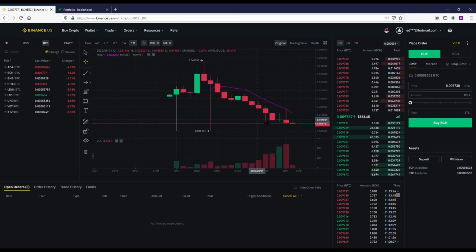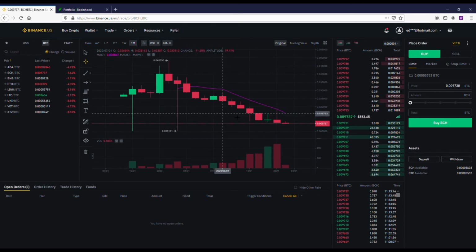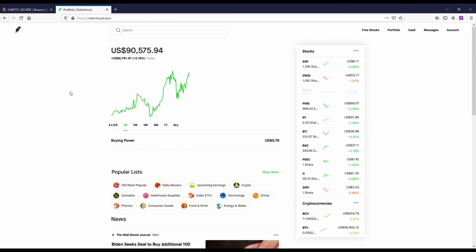You want to buy when it's going down. And then you want to hold for anywhere from a few days to a few weeks to sometimes a few months and wait for it to go up.